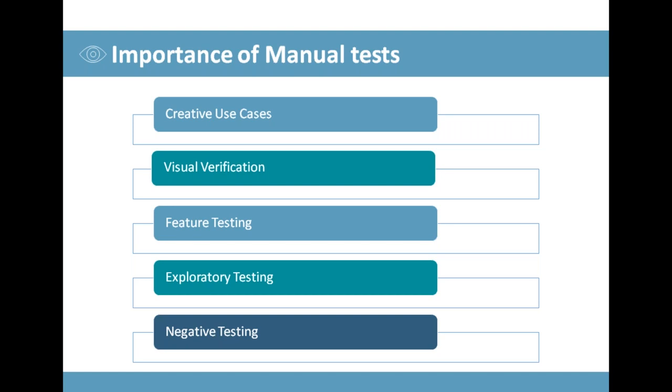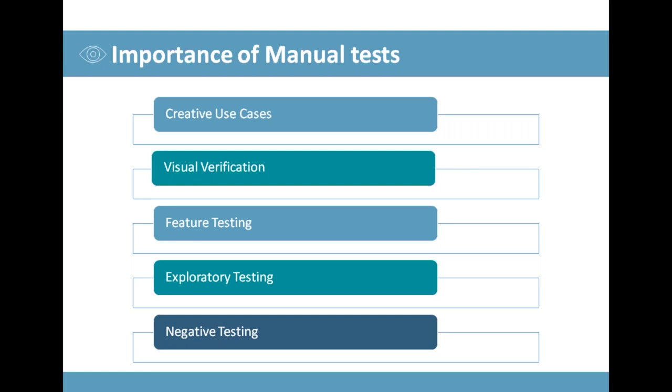Visual verification. Now visual verification is something where anyone can say that it's very difficult to give manual intelligence to an automation system, right? Automation systems will not be able to give the proper visual verification as a human can give. So visual verification and usability testing, these are the two important areas where manual testing can be done rigorously, and a lot of new defects can be found.